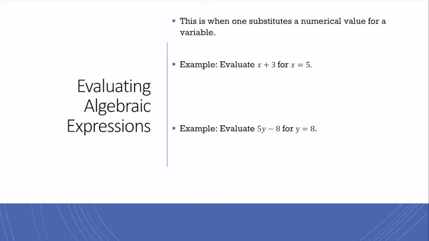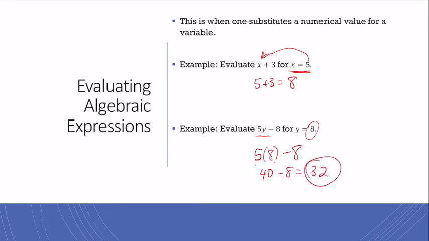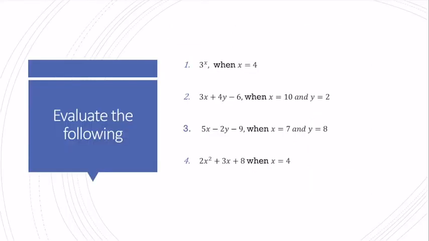So when we evaluate algebraic expressions, that's when we're substituting a numerical value for our variable. So if I have x plus 3 and I say x is 5, I plug in 5 for x. So 5 plus 3 would give me 8. In the second example here, I have 5y minus 8 for when y equals 8. So I would take 5 times y minus 8. So 5 times 8 is 40, minus 8 is 32. So that's how we will make sure we know how to use substitution to evaluate algebraic expressions.